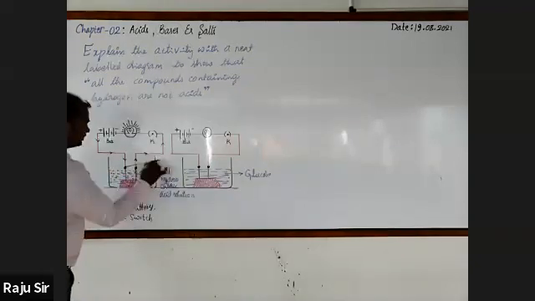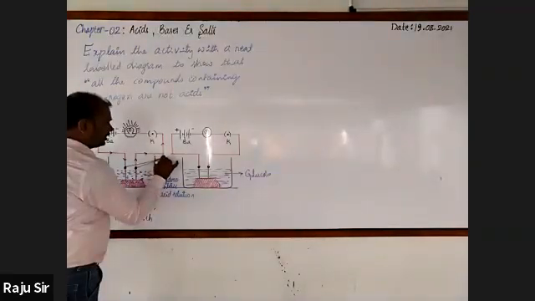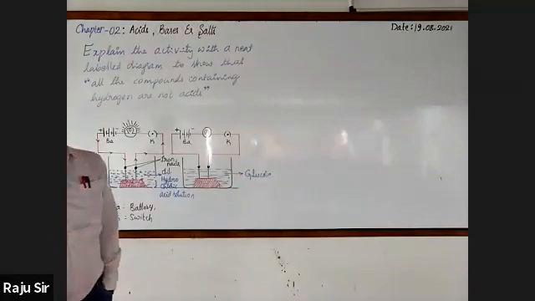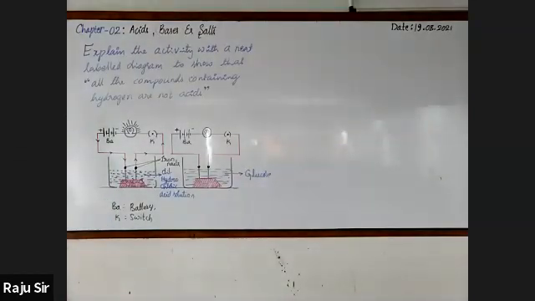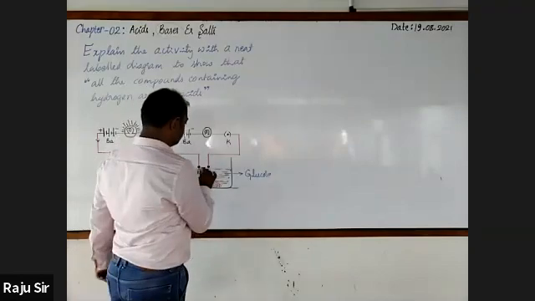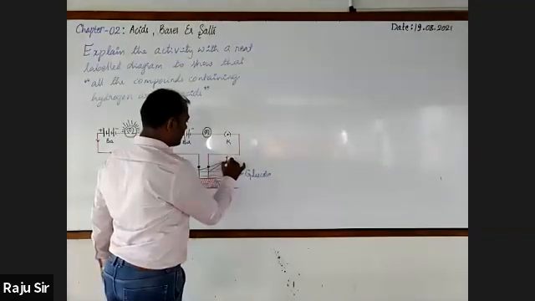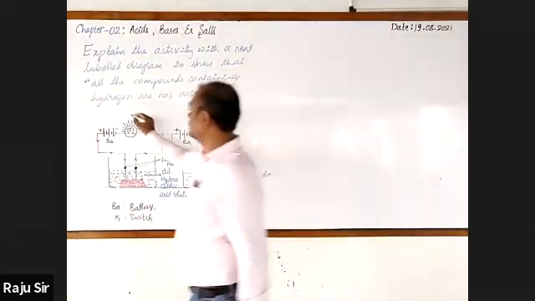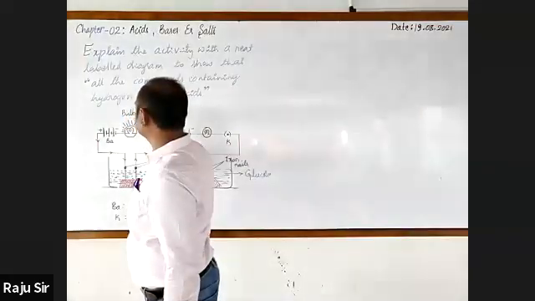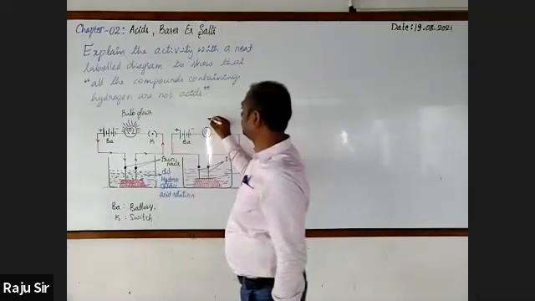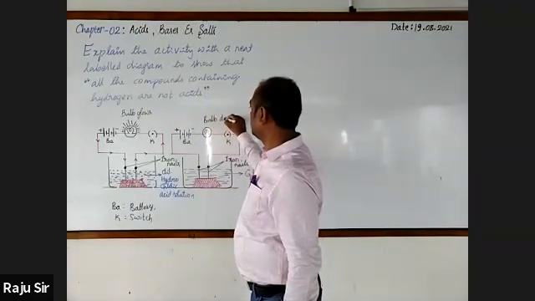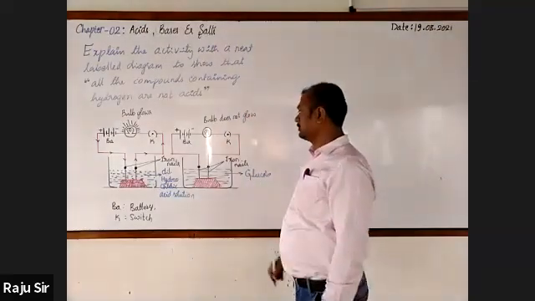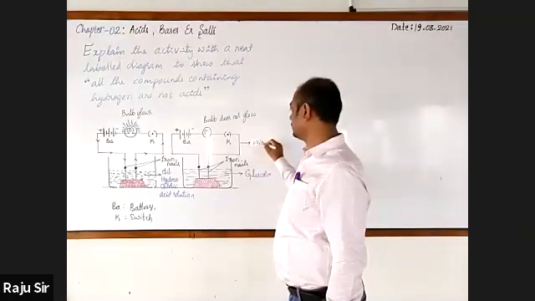Next, here on the right, these two are iron nails. Here also, these two are iron nails. This is the bulb that glows. Here, the bulb does not glow. And this is wire or conductor.